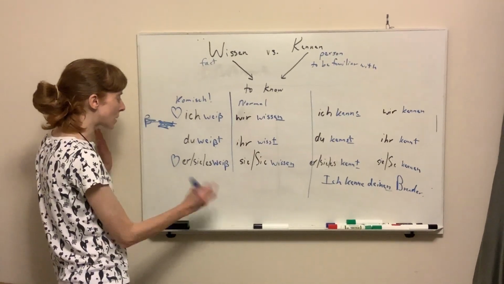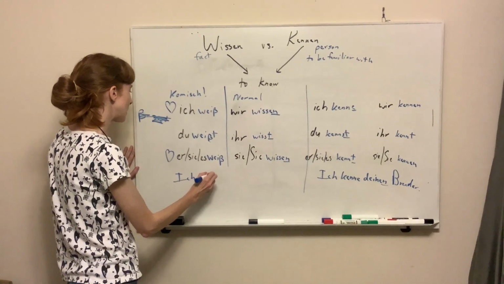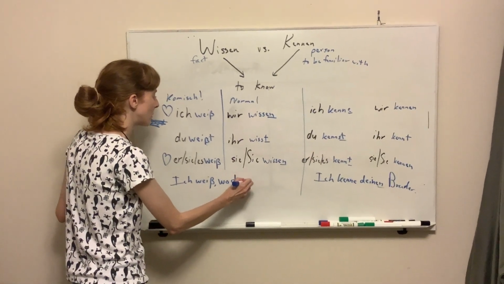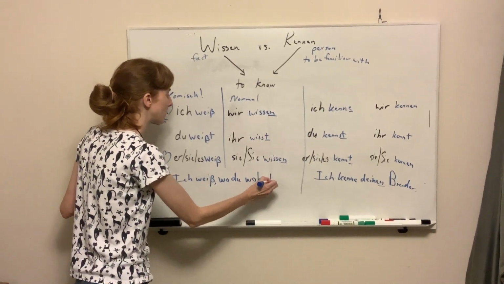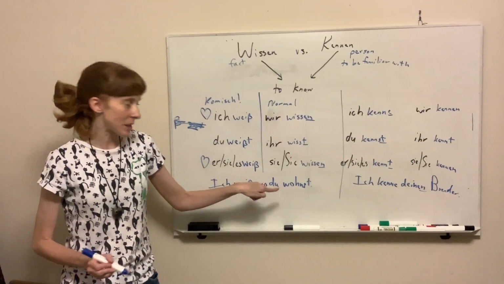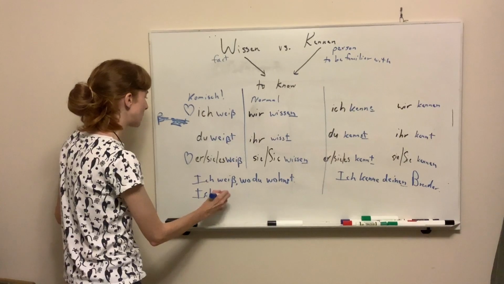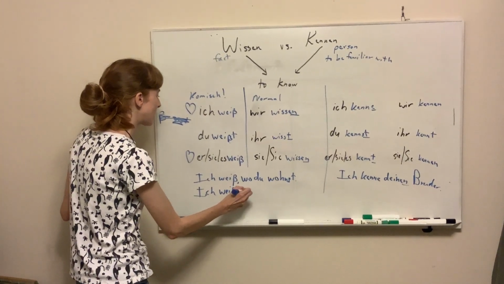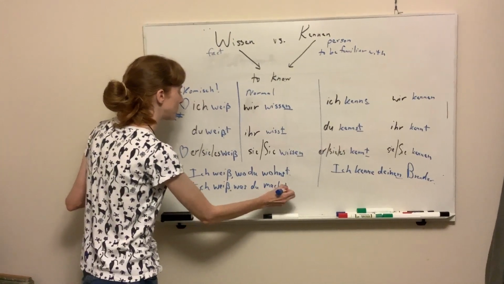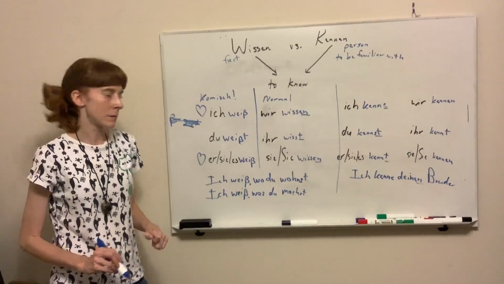So it might look something like this. Ich weiß, wo du wohnst. I know where you live. Knowing where someone lives is a fact. Or ich weiß, was du machst. I know what you're doing. Kind of sounds like one of those stalker movies.